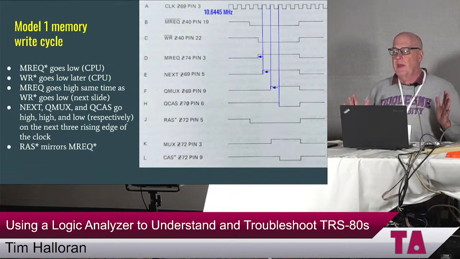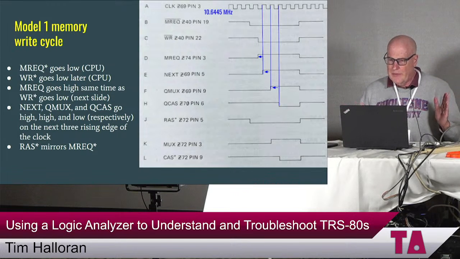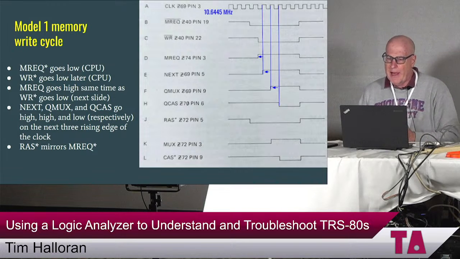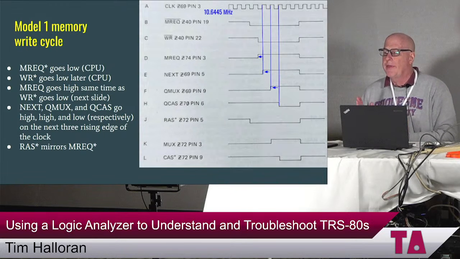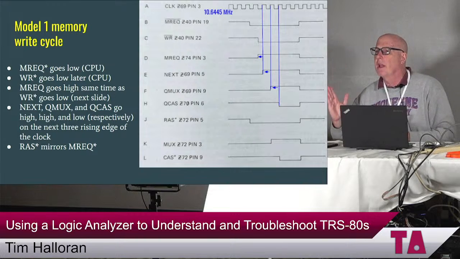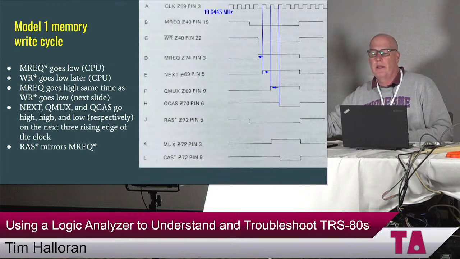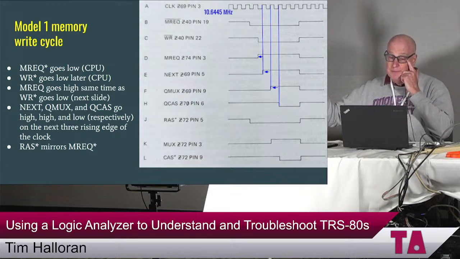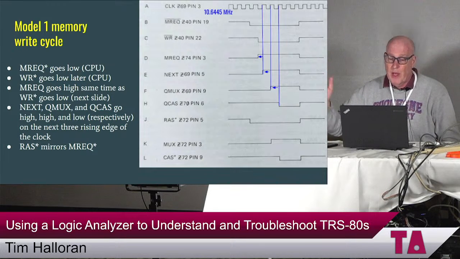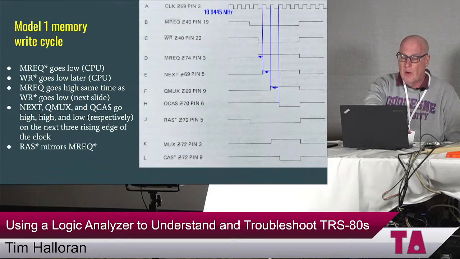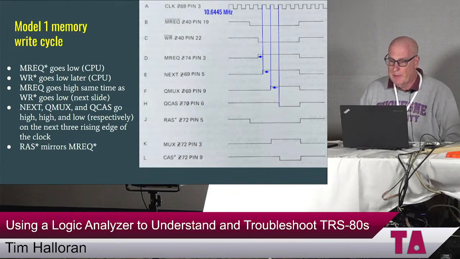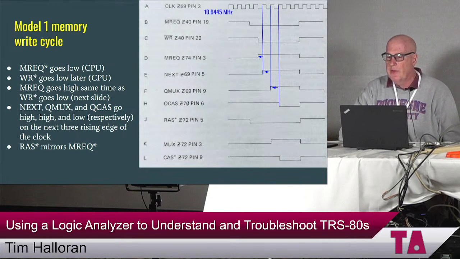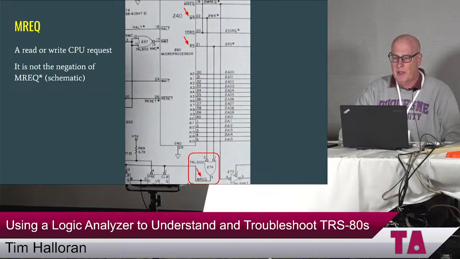Then we have an interesting thing going on here. The next couple of lines, next QMUX and QCAS, go high, high, and low at the rising edge of the clock on the next clock moving up. We'll see in the schematic how that ends up happening, on the rising edge of the next three things. And we notice down at the J there, RAS mirrors MREC not, so that's very similar. This is starting to get to where we certainly don't have enough scope probes to look at all of this, so the logic analyzer comes into play a little bit.